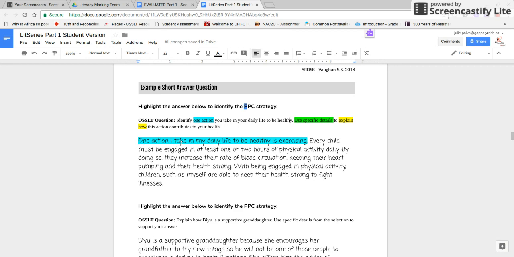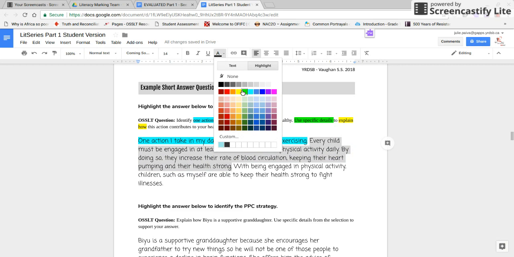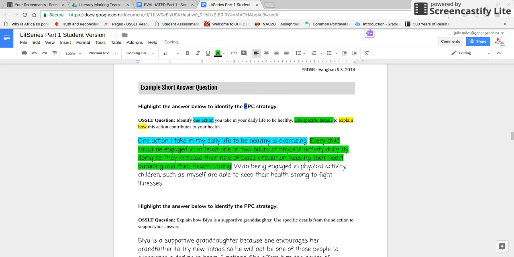All right. First sentence is highlighted for the point. Now, where's the details at? All right. Every child must be engaged in at least 1 or 2 hours of physical activity daily. Yeah, that's proof. By doing so, they increase their rate of blood circulation, keeping their heart pumping and their health strong. Okay, so that's the proof that they've just provided for us, saying how you need to do at least 1 to 2 hours, and then what's going on with your body.